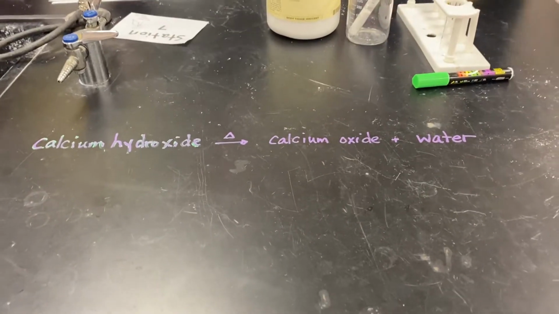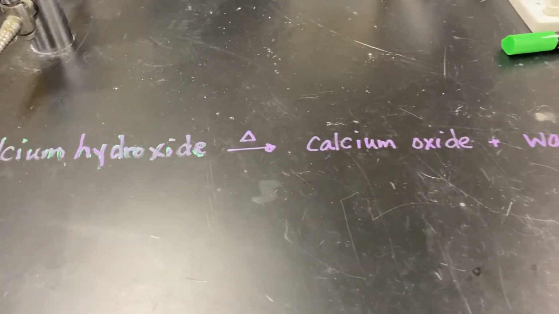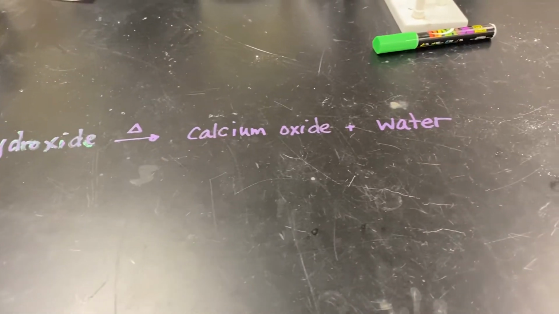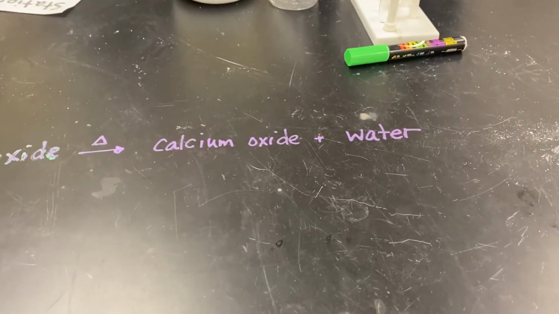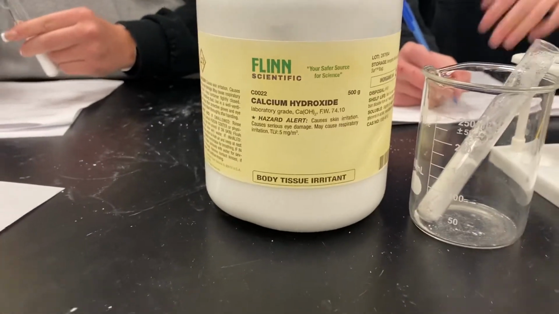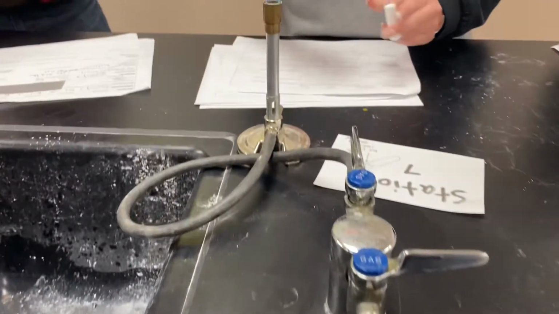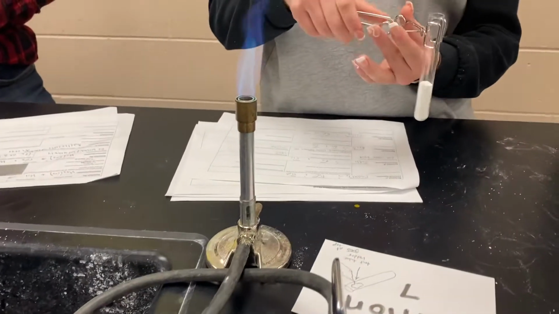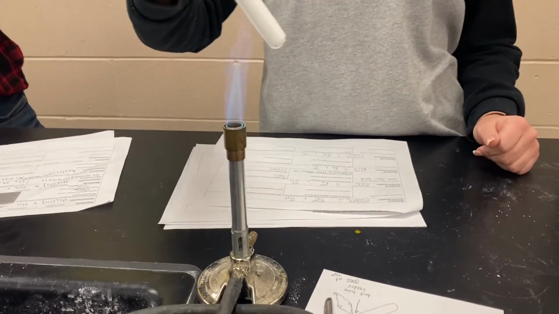In this video, we will be taking calcium hydroxide and adding heat to it, a constant supply of heat, to make calcium oxide and water. The calcium hydroxide is a white powder, so it's in the test tube. You can go ahead and put it into the flame now.